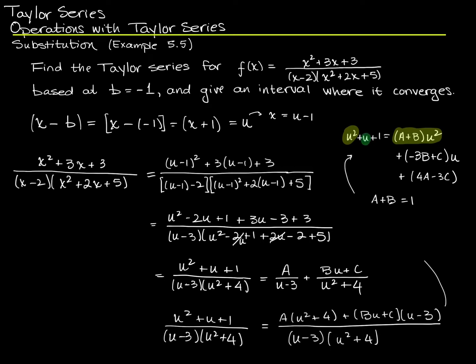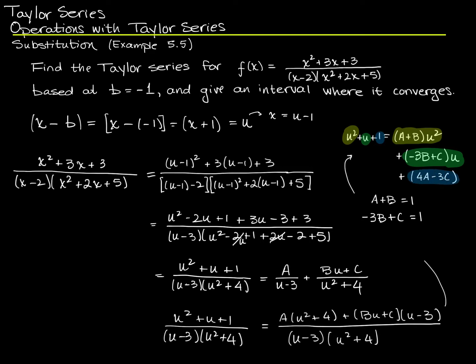The u's must be equal, so their coefficients must be equal. And so negative 3b plus c also equals 1. And lastly, this constant has to equal this constant.